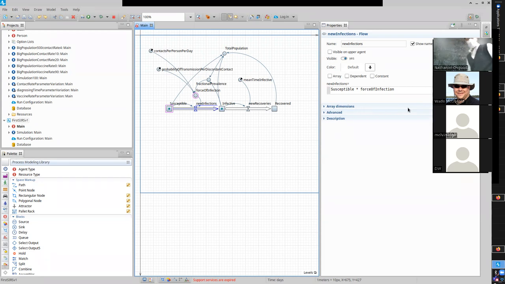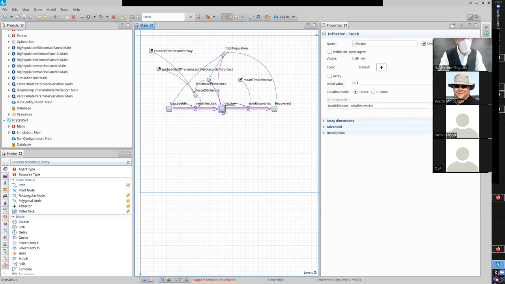Okay. Let's now talk about the dynamics of this. So we have this model here. We have this model too. If I were to run this model, what would I see in terms of the number of people infected? Anyone?